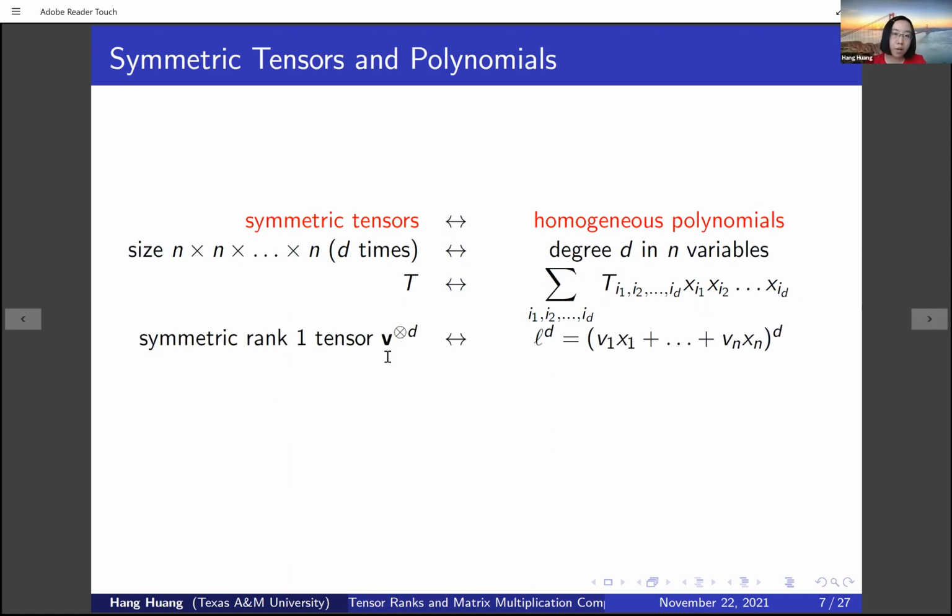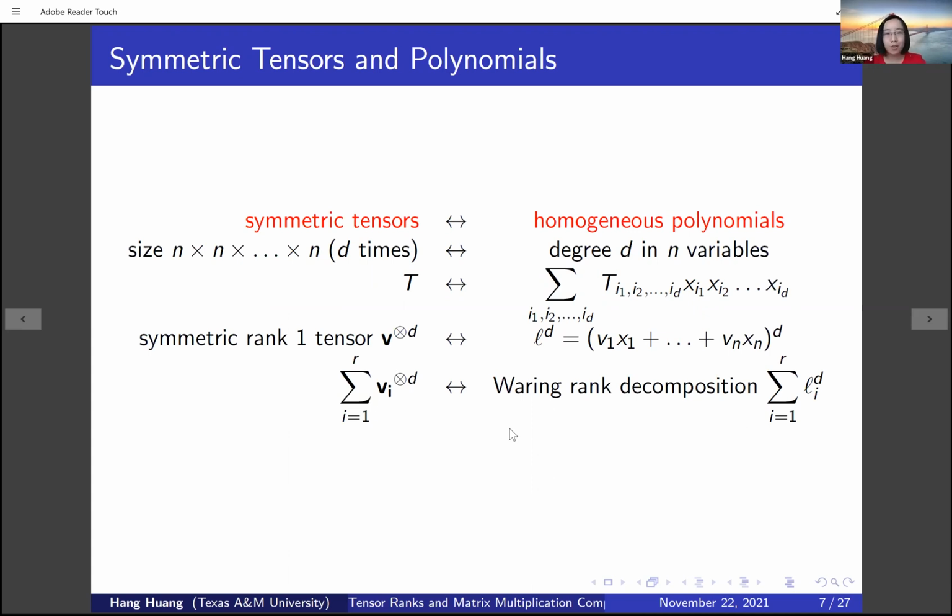And a symmetric rank 1 tensor corresponds to a linear power. So I take a linear form and I raise it to the power d. And a symmetric rank decomposition of my tensor corresponds to a more familiar object, which is called the Waring rank decomposition of a polynomial, which is how you decompose your polynomial into a sum of linear powers. It turns out that the space of linear powers and Waring rank decomposition has been very intensely studied among Italian algebraic geometers.